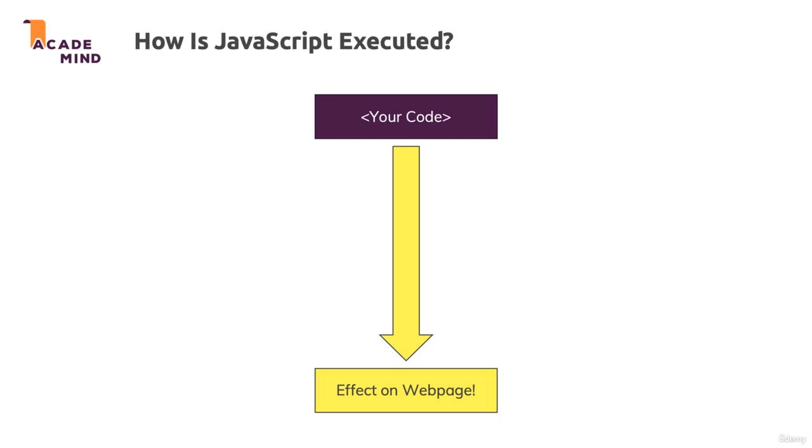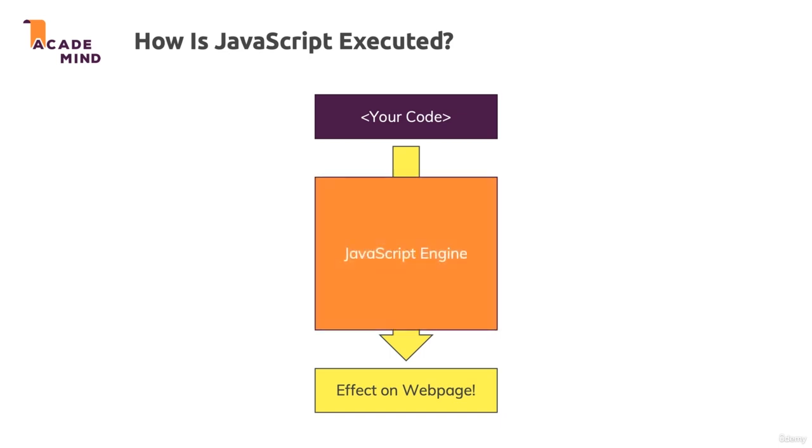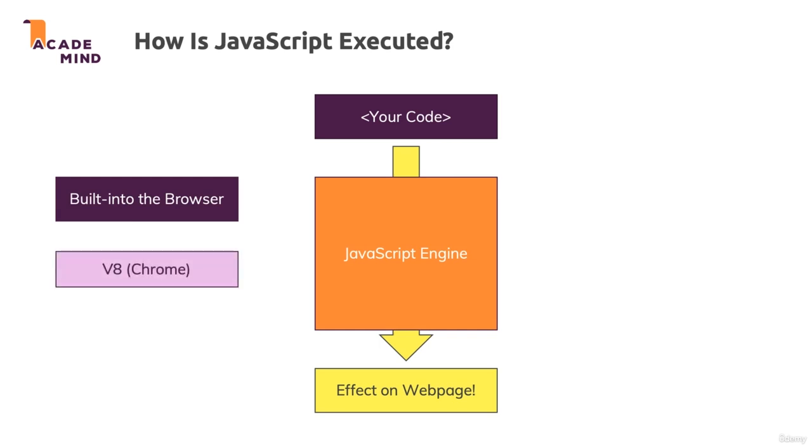Then you have one important thing built into any environment where you want to run JavaScript code, and that's a JavaScript engine. It's built into the browser, as I said. In the Chrome browser, for example, it's V8, that's the name of the engine. In Firefox, the name would be SpiderMonkey. And of course, other browsers also either reuse these engines or have their own engines.